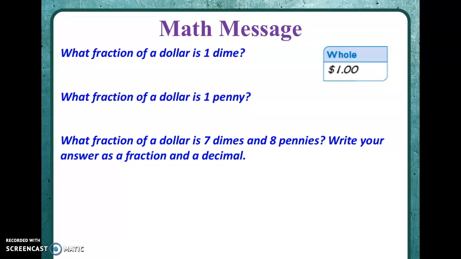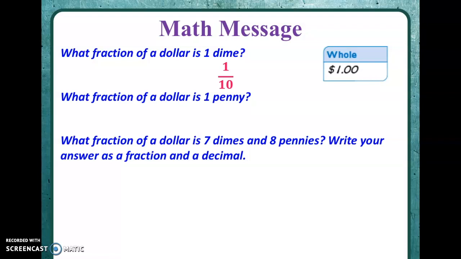Okay, boys and girls, we are now ready for our math message, which we touched on briefly previously. So we know that we're talking about $1. What fraction of a dollar is 1 dime? So I want you to think about how many dimes are in a dollar, which I mentioned earlier. Then write down what you think the fraction would look like for 1 dime out of a dollar. Hopefully you wrote 1/10, and that's because there's 10 dimes in a dollar, so 1 out of 10 dimes would be 1/10.